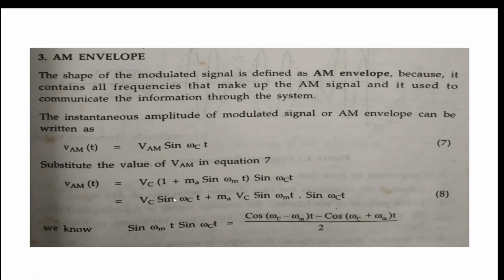Multiplying this we get Vc sin omega c t plus Ma Vc sin omega m t sin omega c t. We know that sin omega m t into sin omega c t equals cos of (omega c minus omega m) t minus cos of (omega c plus omega m) t, divided by 2. So the equation becomes Vam of t equals Vc sin omega c t plus Ma Vc by 2 into cos of (omega c minus omega m) t minus cos of (omega c plus omega m) t. This is equation number 9.